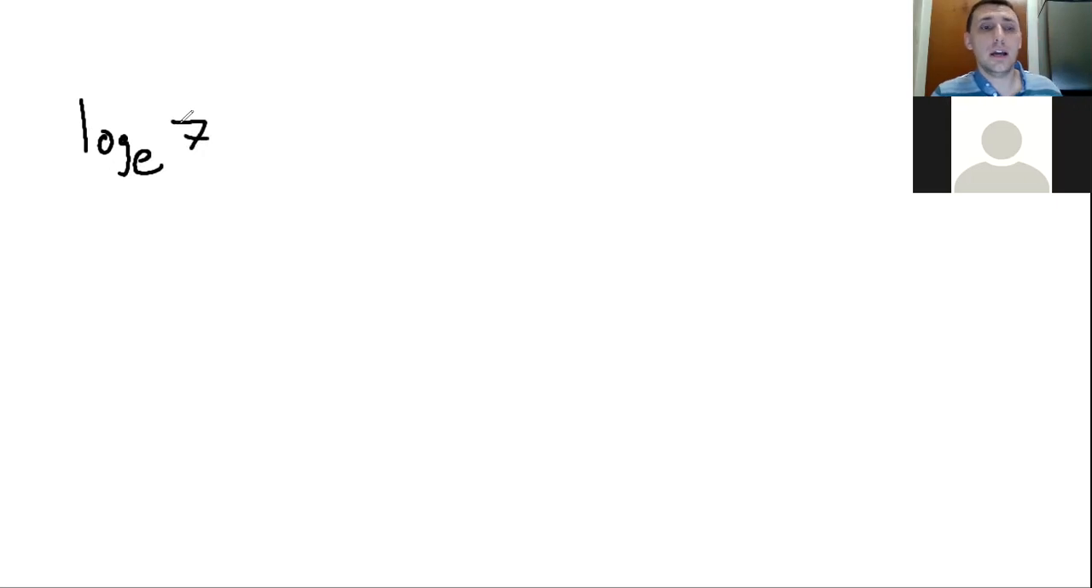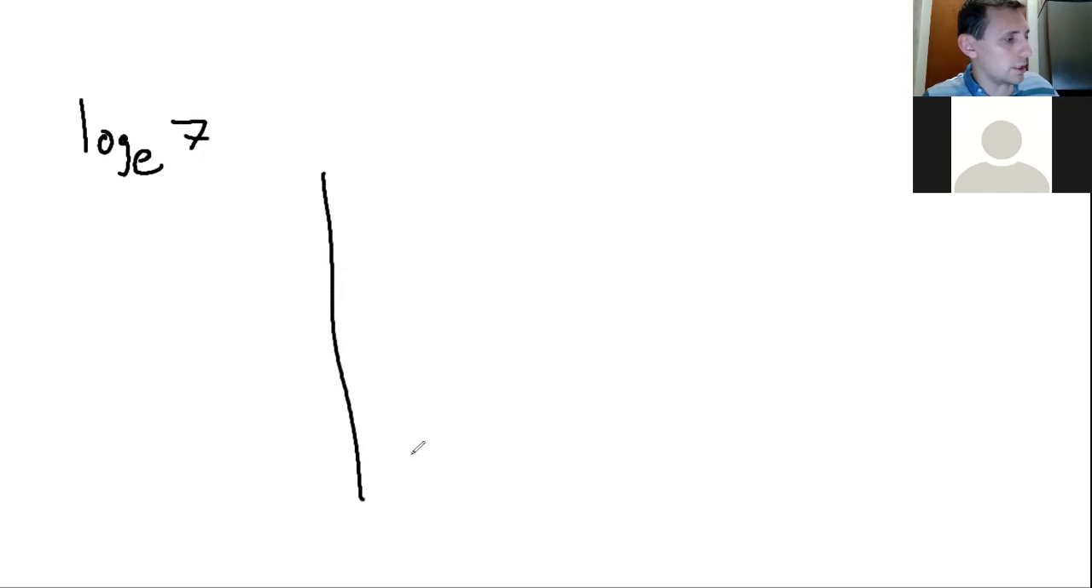I can calculate log base e of any number, of 7. How do I know I can calculate it? Because the question is, to what power must e be raised to get 7? Yes, that's what this is saying. And it says the power is unique.